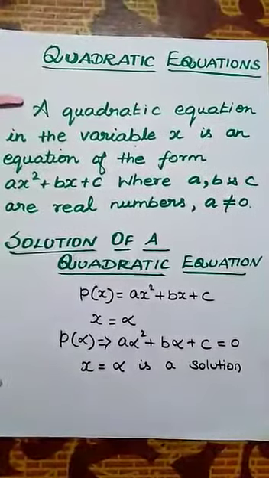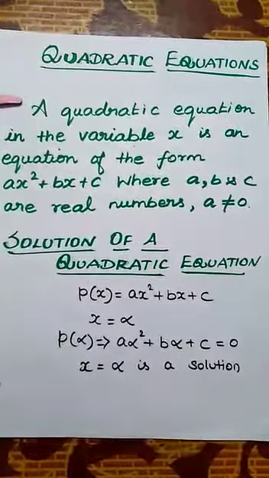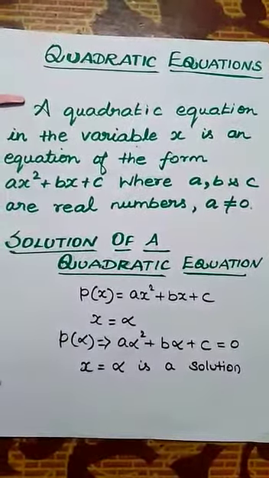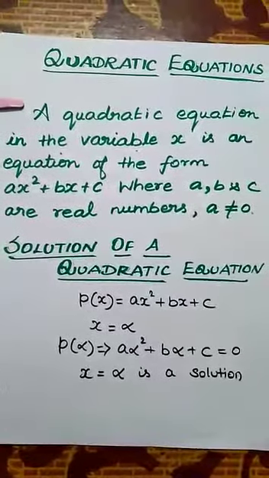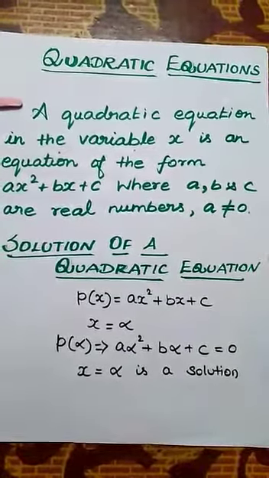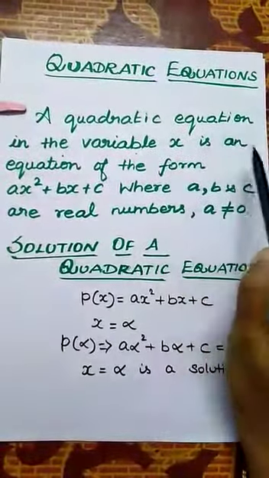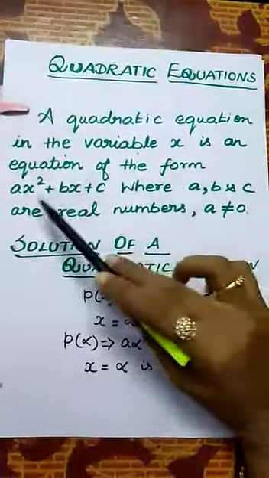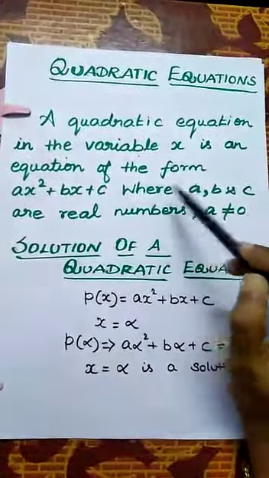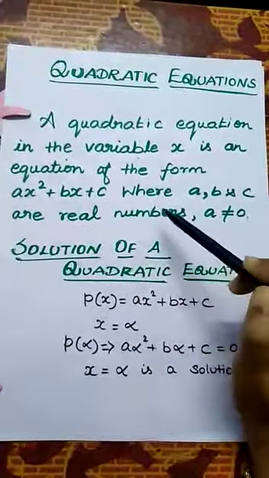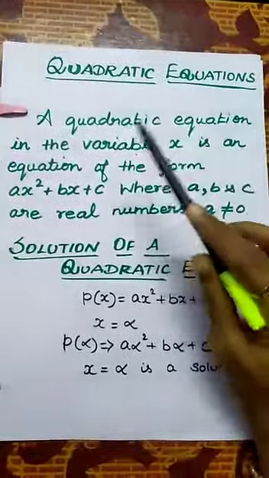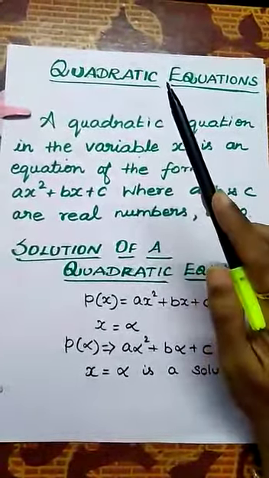In this chapter, you will study quadratic equations and various ways of finding their roots. What is a quadratic equation? A polynomial of degree 2 is called a quadratic equation. A quadratic equation in the variable x is an equation of the form ax square plus bx plus c, where a, b and c are real numbers, a is not equal to 0. This is the definition for a quadratic equation.